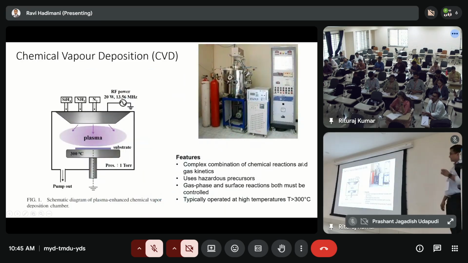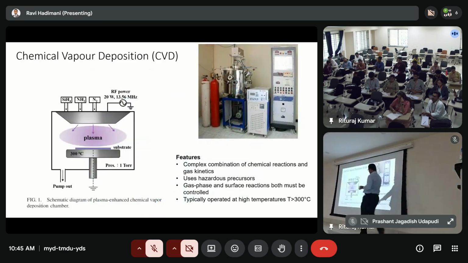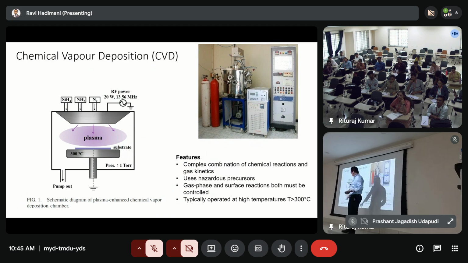And here, this is plasma enhanced chemical vapor deposition. In plasma enhanced, you can keep the substrate at slightly lower temperature. Otherwise, you need a high temperature substrate. Sometimes substrates have constraints. You can't take them to very high temperature. For example, if you want to deposit on polymers, you can't in chemical vapor deposition.